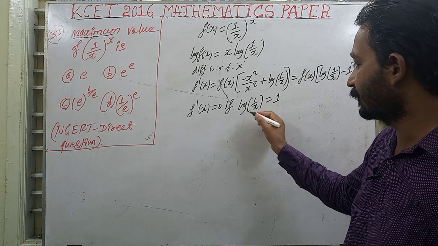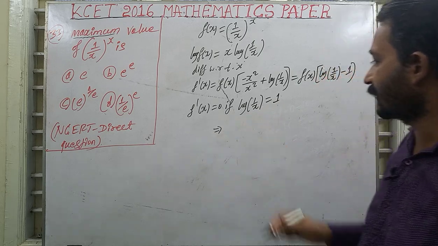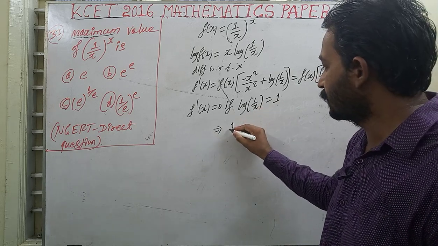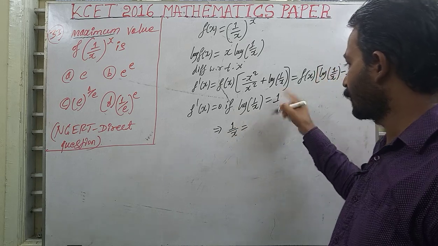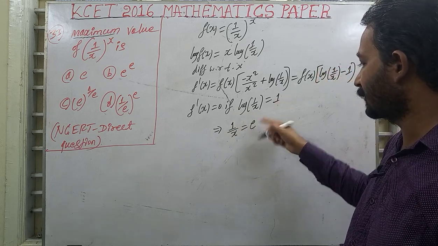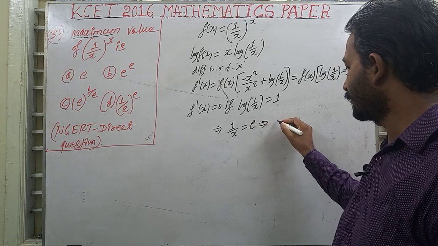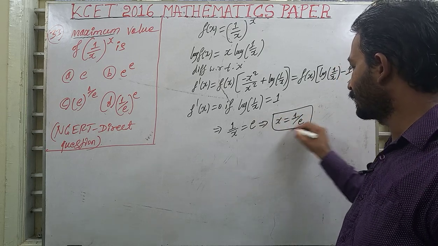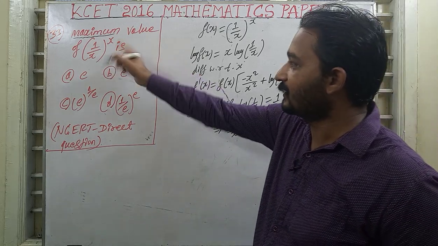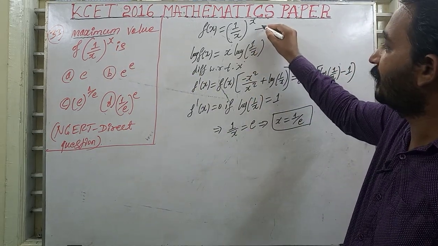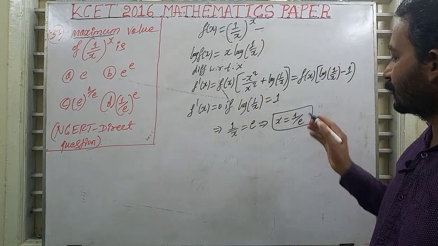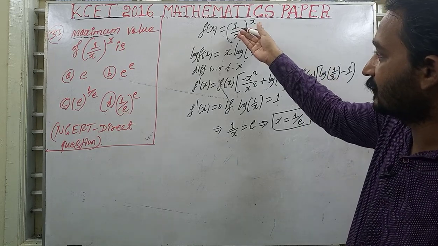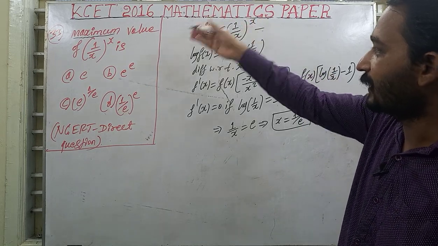So using the logarithm rules, find out the x value. 1 by x is equal to e power 1, nothing but e. So this implies x is equal to 1 by e. This is the critical point. So at this point the function is maximum. Function nothing but what? f of x. So put this point in this equation, nothing but function, we get the maximum value.